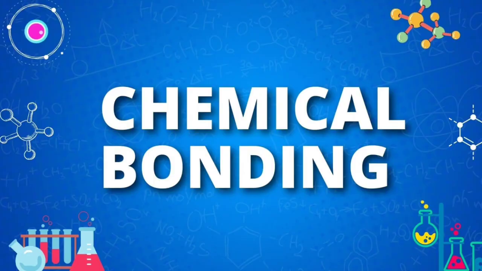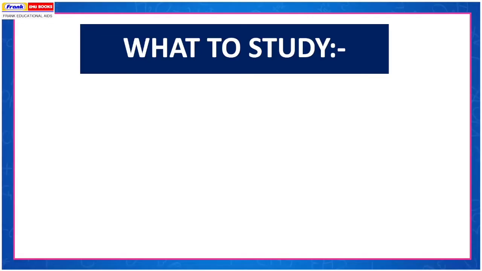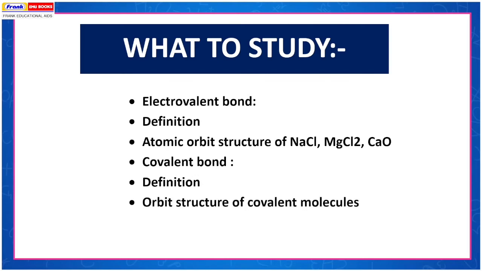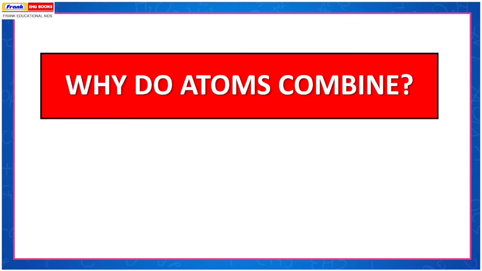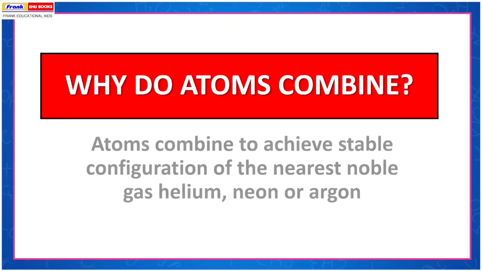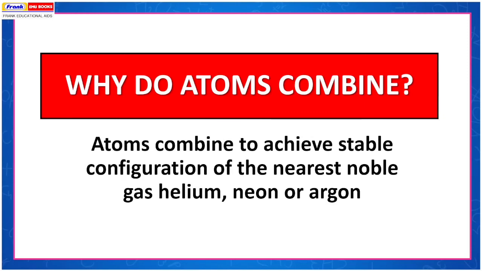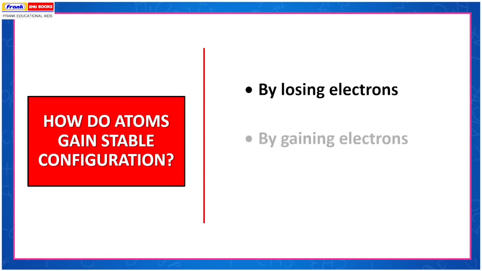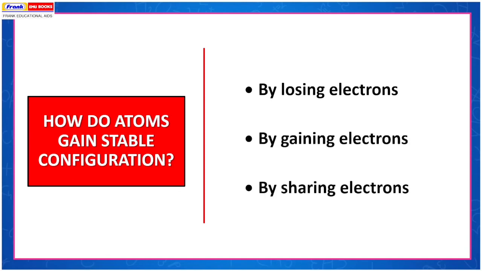Chemical bonding. In this chapter, we'll study the electrovalent bond, its definition, the atomic orbit structure of electrovalent compounds, the covalent bond, its definition, and the orbit structure of covalent molecules. Why do atoms combine? Atoms combine to achieve the stable configuration of the nearest noble gas: helium, neon, or argon. How do atoms gain stable configuration? By losing electrons, by gaining electrons, and by sharing electrons.